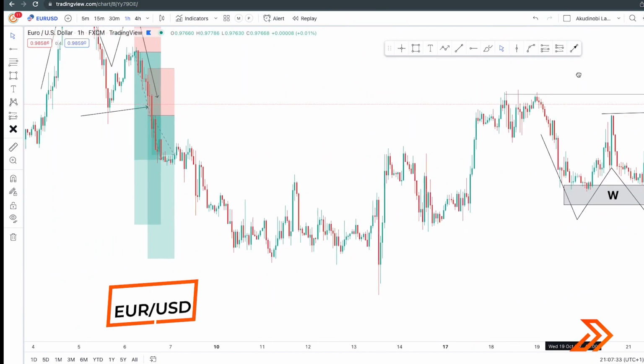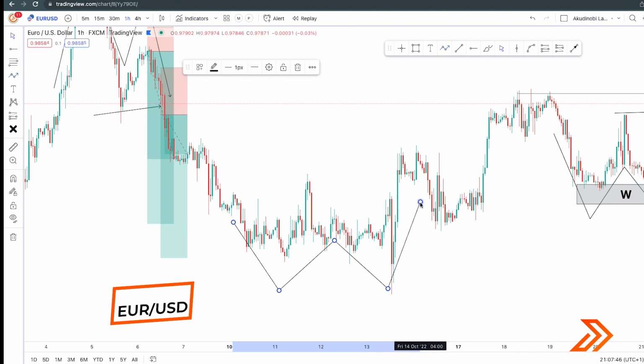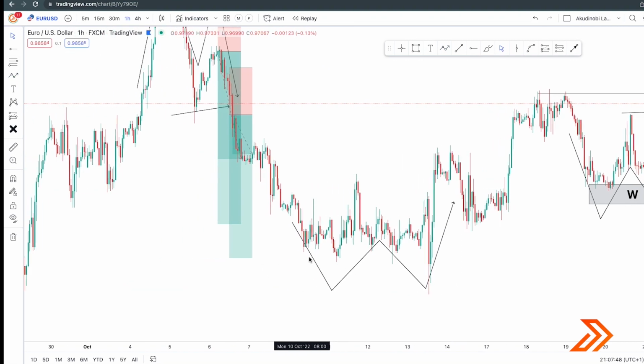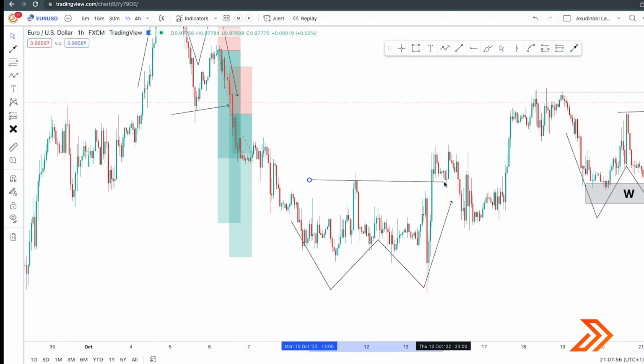So yes, guys, we have a W pattern that also formed here at this zone. Not too clear per se, but it's a W pattern. So this is a W pattern as well. So you could look at placing your entry.